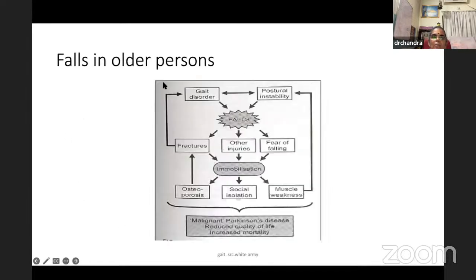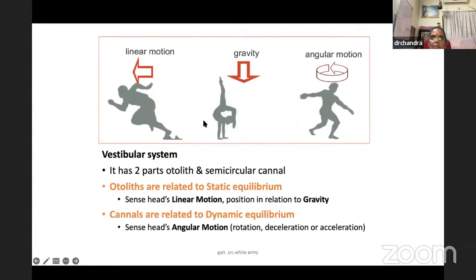So falls in older persons are a major concern. You may have a gait disorder or postural instability. This will lead to fractures, other injuries, or psychogenic problems. They develop fear of falling, they stop moving, and there is immobilization. That results in a lot of complications, and later the patient becomes bedbound and debilitated. So we have to be very careful, categorize the type of fall, and help them to prevent the fall.